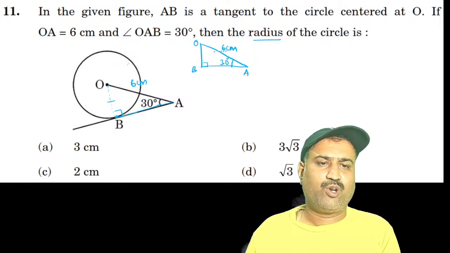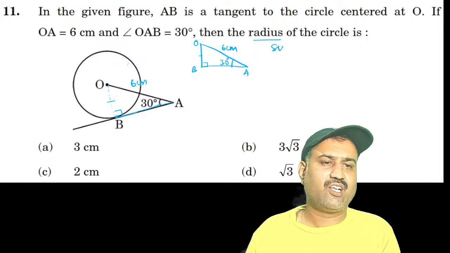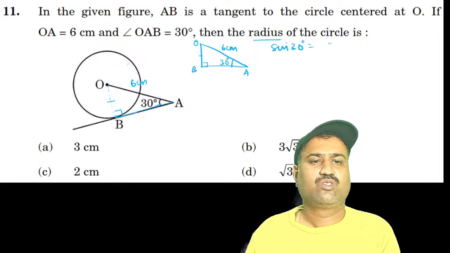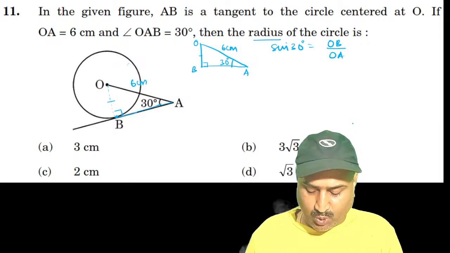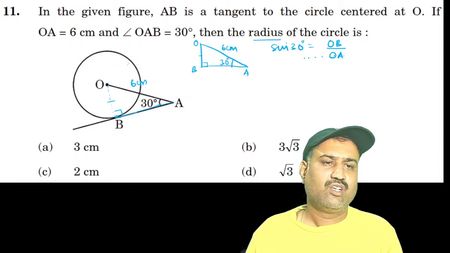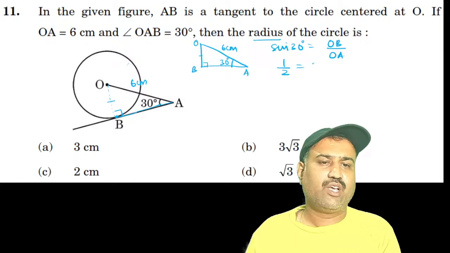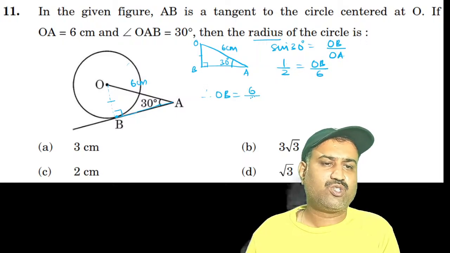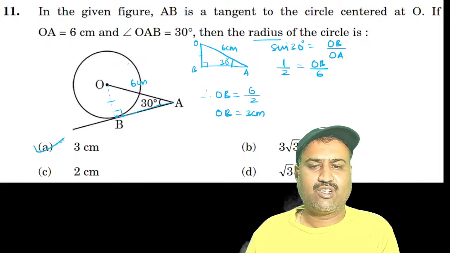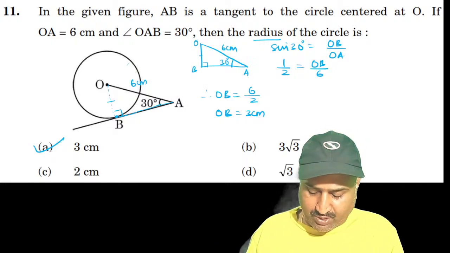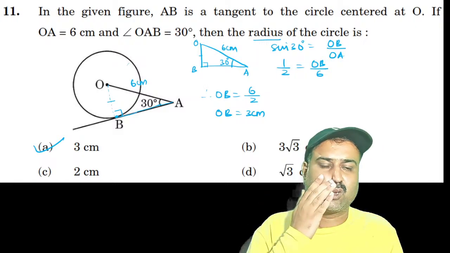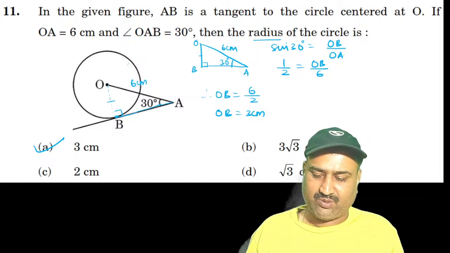Therefore hypotenuse and opposite side, so I use the sine relation here. Sine 30 is equal to OB upon OA. Sine 30 I know is half, OB I don't know, OA is 6 centimeter. Therefore, cross multiplying, OB is equal to 6 by 2, that is OB is equal to 3 centimeter, right? A very easy question. Hope it is very clear.